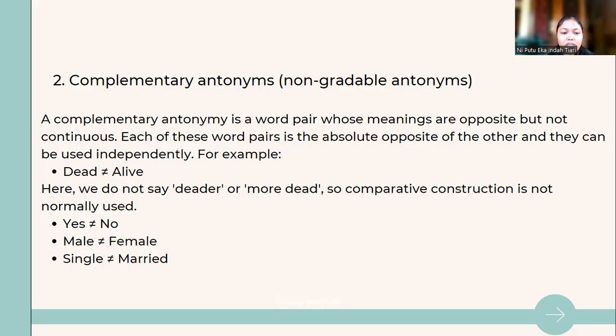The second example is yes and no, and then male and female, and then single and married.